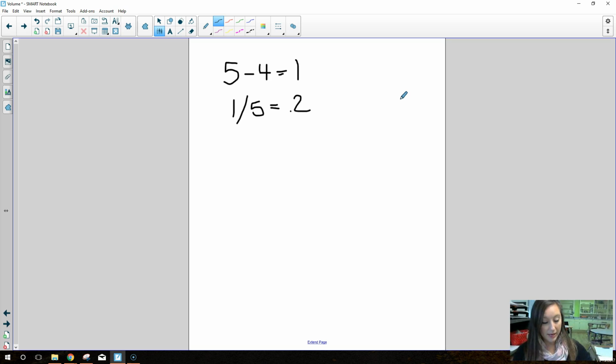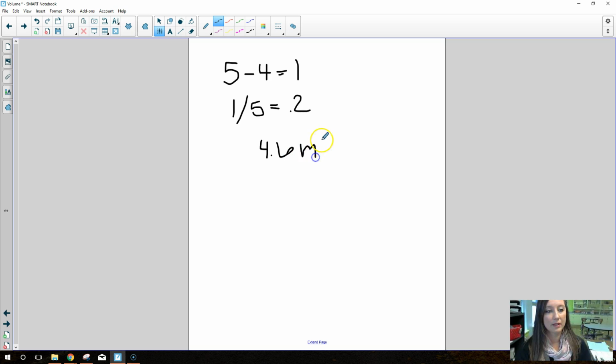So then I'm going to put my graduated cylinder down on my desk here, so my flat surface. Then I'm going to get down at eye level with it, and we're going to see that the bottom of the meniscus here is actually at 4.6. So the volume of my liquid is 4.6 milliliters.